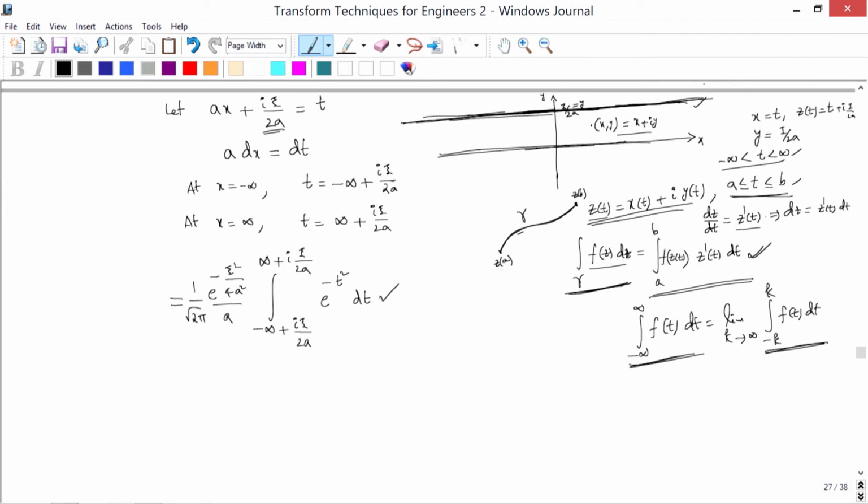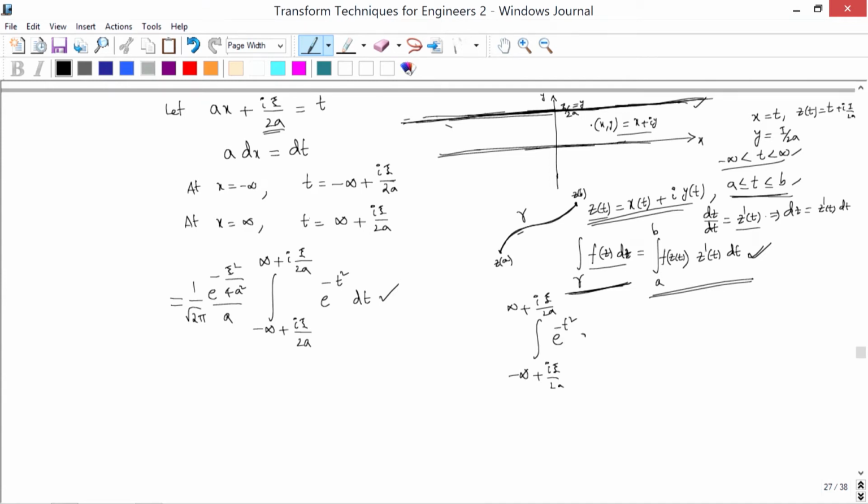So how do I calculate this? To calculate over this directly, if you put it in, you will not be able to get it. Let us see that. Take the integral from minus infinity plus i xi by 2a to plus infinity plus i xi by 2a of e power minus t square dt.